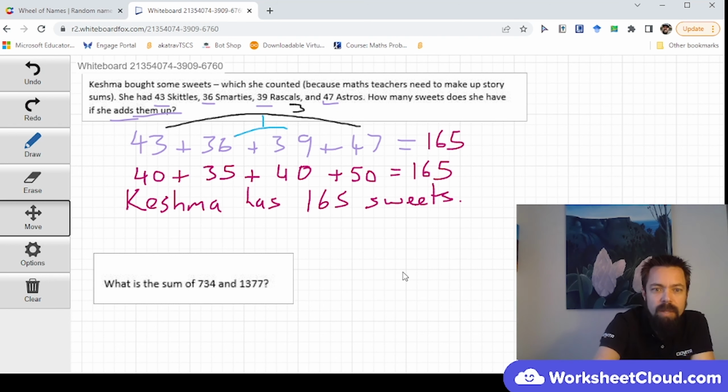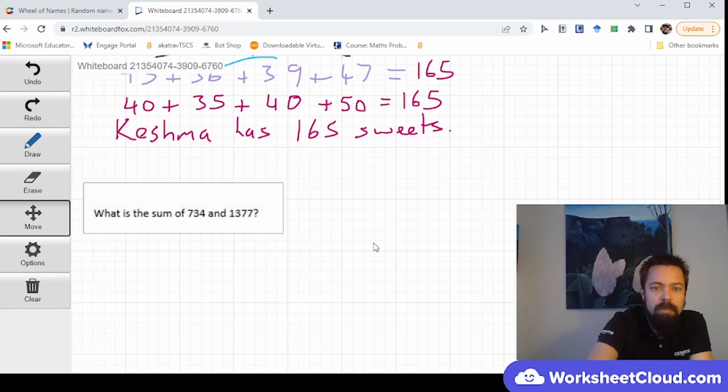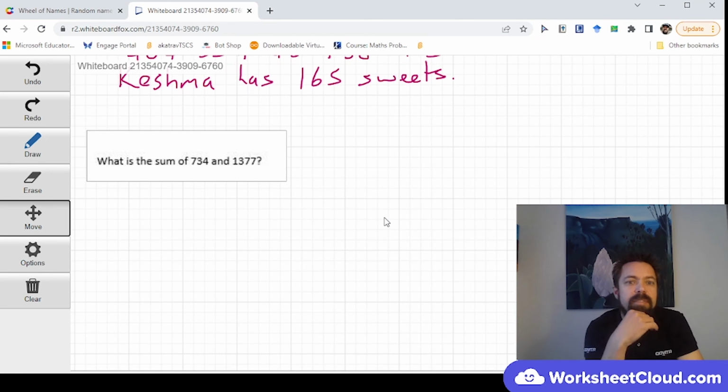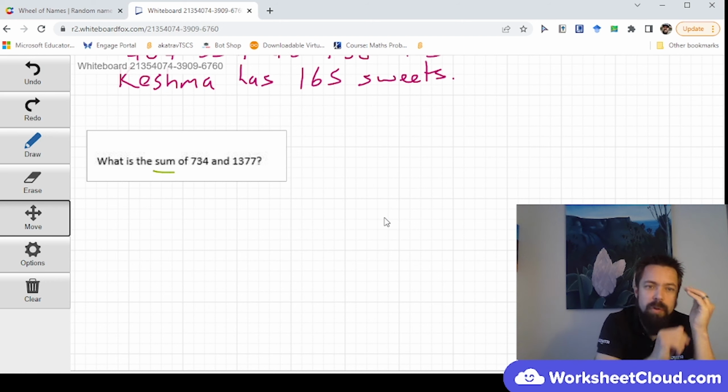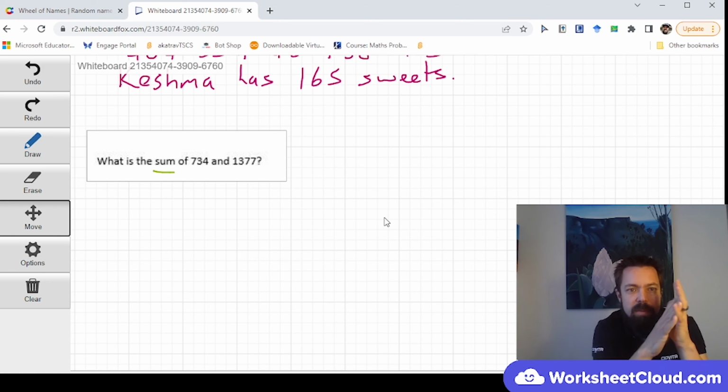Okay. What is the sum of 734 and 1,377? Very important: this word, I've repeated 100 times, something like that. It means add. So when something says the sum of two numbers is, it means you've added those two numbers together, and that's the answer. So sum means plus. It's probably the one that confuses people the most. It doesn't look so close to addition or adding.